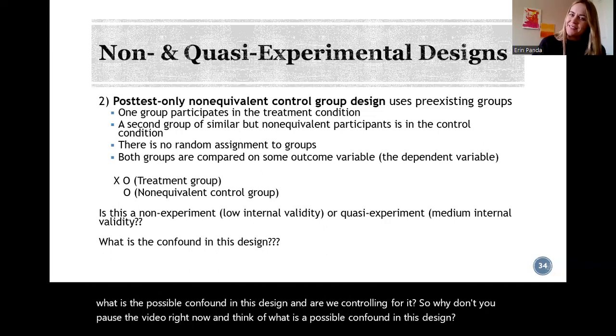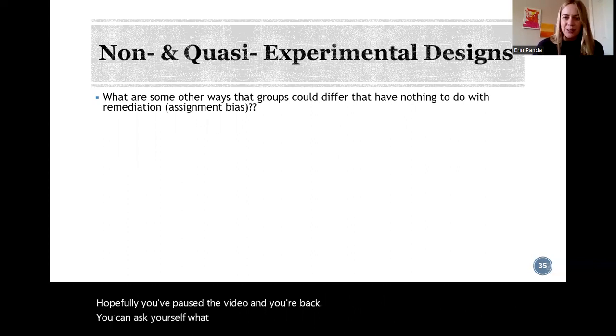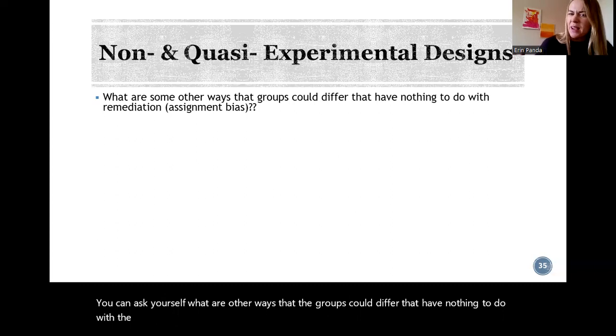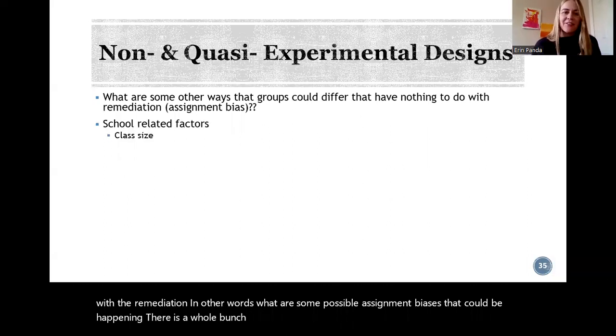Well, hopefully you've paused the video and you're back. Well, you can ask yourself, what are other ways that the groups could differ that have nothing to do with the remediation? In other words, what are some possible assignment biases that could be happening? Well, there's a whole bunch of them, and they could fall into categories that are related to the school.